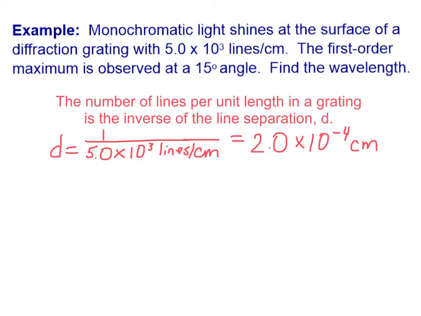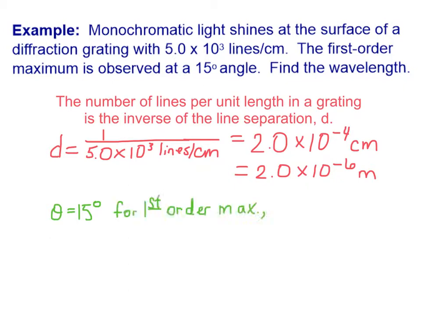If we are going to use our equation, we need to change this into meters. There are 100 centimeters in a meter, so we get 2.0 times 10 to the -6th meters. We also know theta is 15 degrees for the first order maximum, and for the first order maximum, m is going to equal 1. Now we can use our equation and plug the values into it to solve for the wavelength.